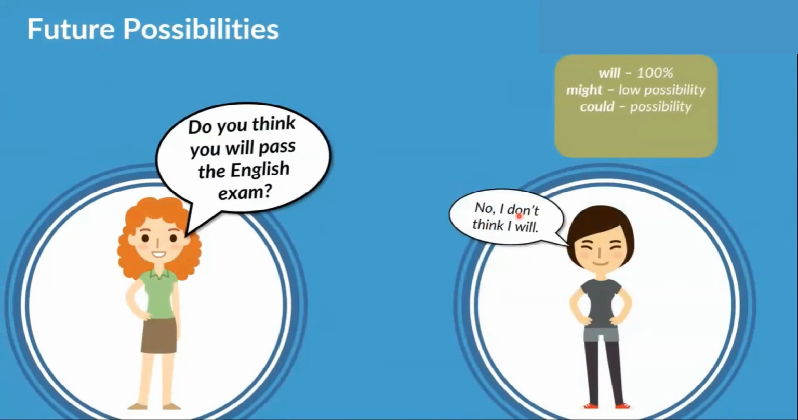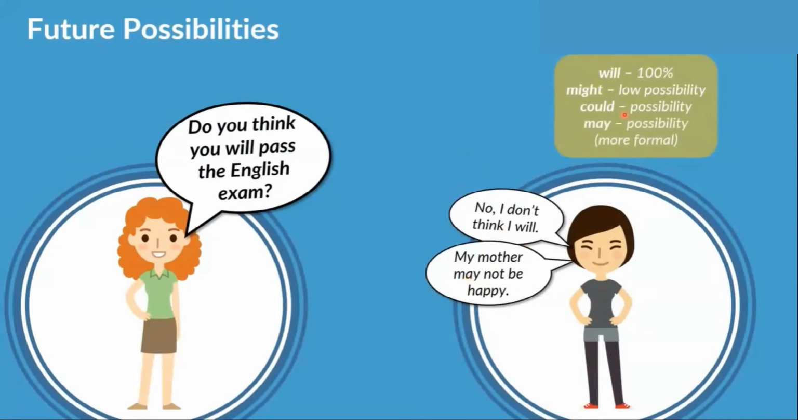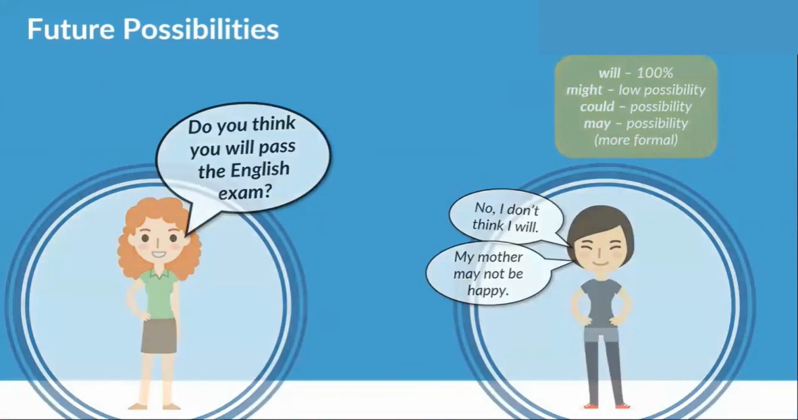Or then, no, I don't think I will. My mother may not be happy. And may is used for a possibility also, but it's a little bit more formal. Okay? So it's the same, but it's a little bit more formal.